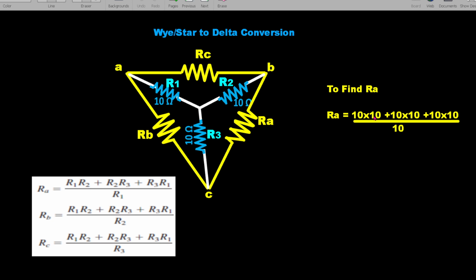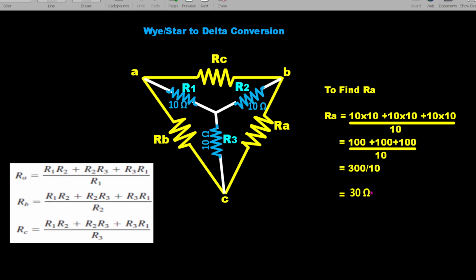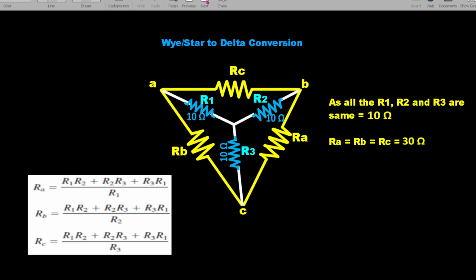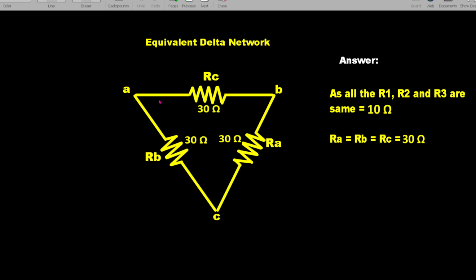Here it is 10 into 10 plus 10 into 10 plus 10 into 10, divided by 10. So the value is 300 by 10, which is 30 ohms. So we got one answer, that is RA. All the values in the star network are the same, 10 ohms, so we get the same for RB and RC also: 30 ohms, 30 ohms and 30 ohms. So we get this delta network, which is equivalent to the star network given in the problem. Problem A is solved.